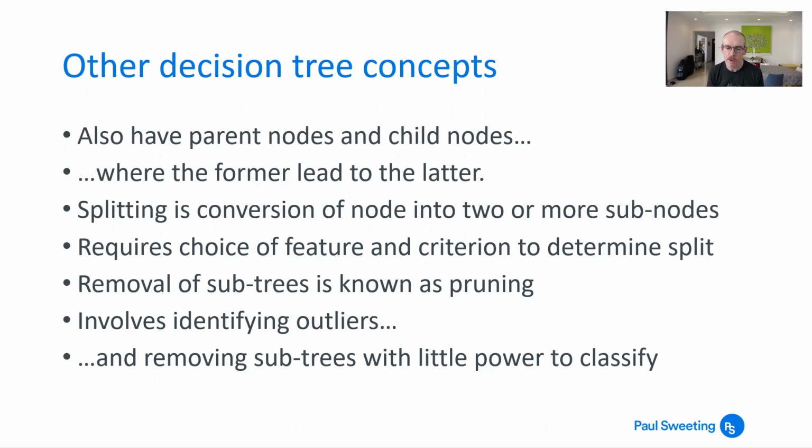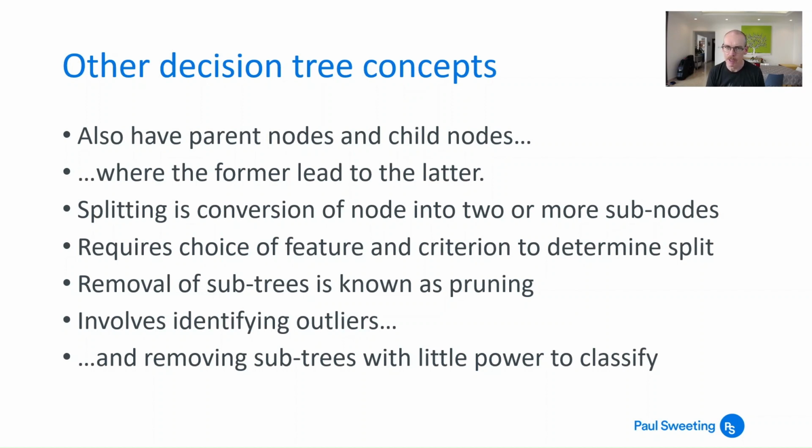And if you do this, you need to have a choice of feature and a criterion to determine the split. So for categories, it's pretty straightforward, it's just yes or no. For continuous variables, it's a little bit more tricky because you need to work out, as I say, where that cutoff point comes.